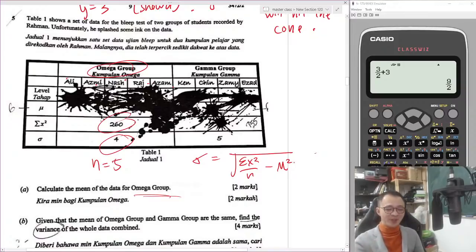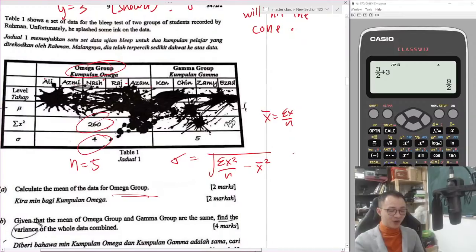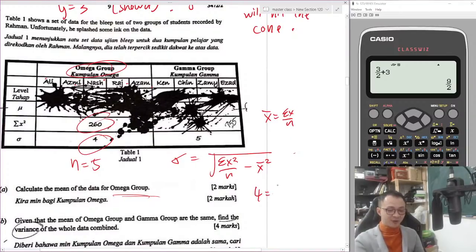Of course, if you check the formula list, they give you mean equals sum of x over n. But because I want to find the mean, in this topic they use this sign. So this is just mean squared. Then I will plug in all the numbers I have. My standard deviation equals 4, my sum of x squared is 260, my n is 5, minus mean squared.